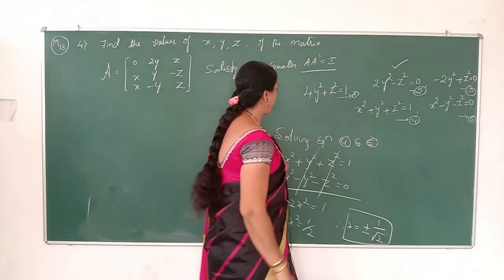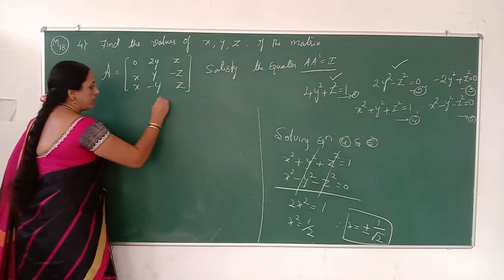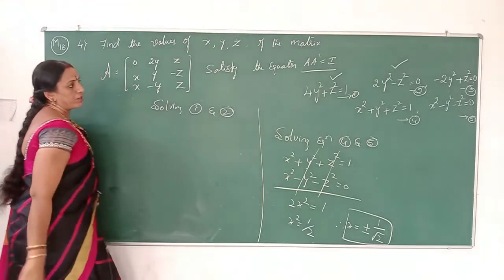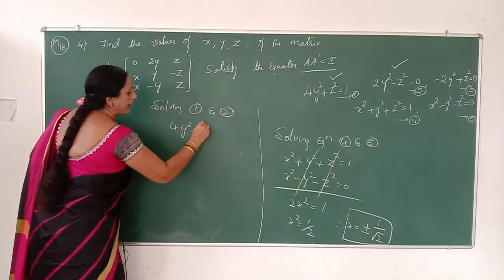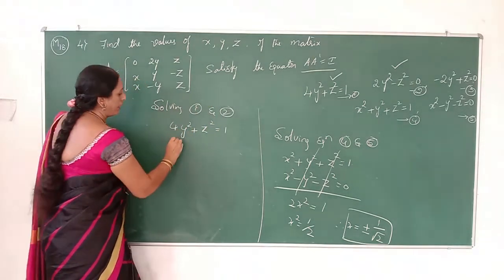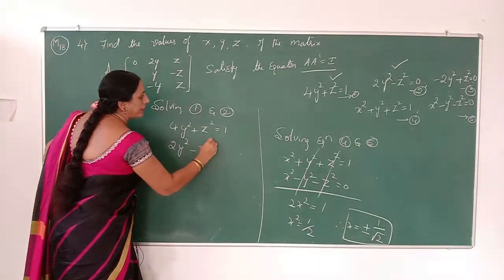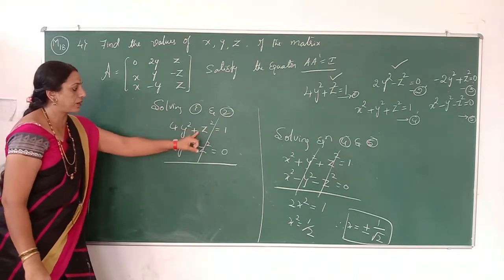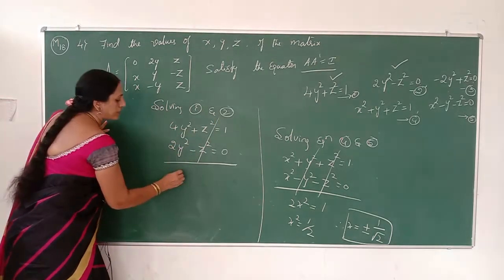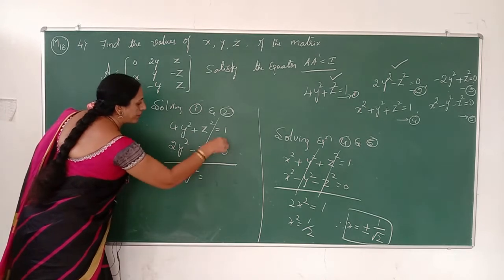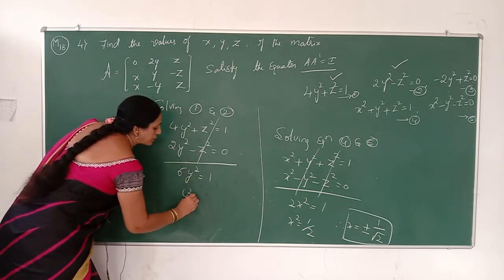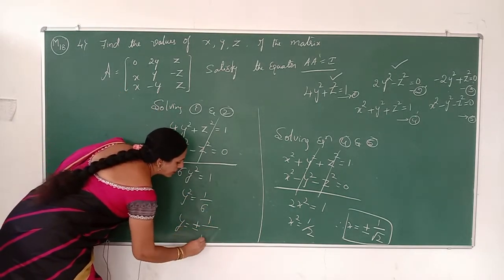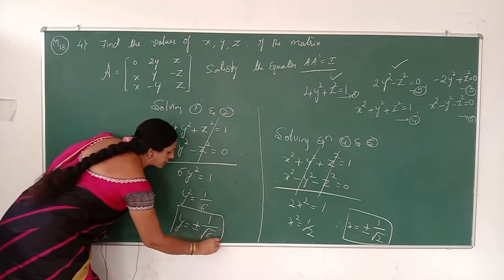Choose any one of the two and choose equation 1. Therefore solving equations 1 and 2: 4y square plus z square is equal to 1 and another one is 2y square minus z square is equal to 0. Again adding these two equations, plus z square minus z square get cancelled. 4 plus 2 is 6y square, 1 plus 0 is 1. Therefore, y square is equal to 1 divided by 6, or y is equal to plus or minus 1 divided by root 6. That is the value for y.